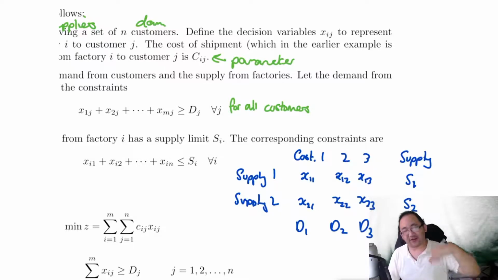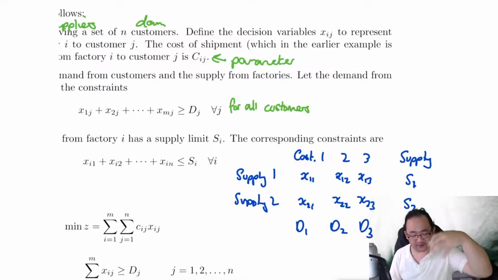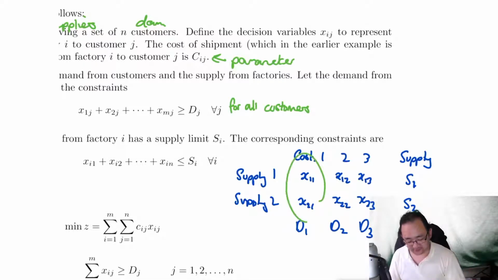And the demand constraint is basically the total amount of resources going over to the customers, as said before, going down each of the columns. So that's what's happening there. So similarly, and sorry, one more thing.